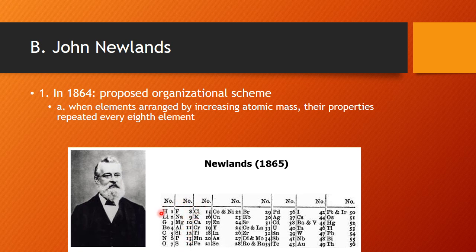In other words, hydrogen had similar properties to fluorine, which had similar properties to chlorine. Likewise, lithium was similar to sodium, which is similar to potassium. So every eighth element, these properties would tend to start over.